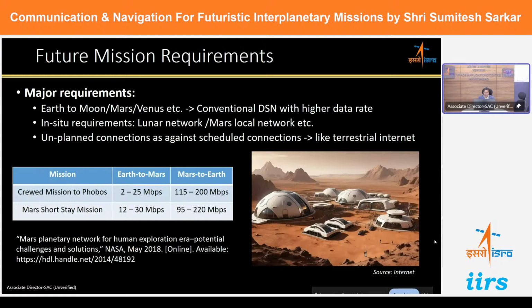So how to get a reliable link? For a crewed mission, particularly, for example, to Phobos, it may need a data rate of 2 to 25 Mbps, and Mars to Earth, that is the data return link, may be quite high. The requirement may be as high as 100 to 200 Mbps. So these are the requirements.